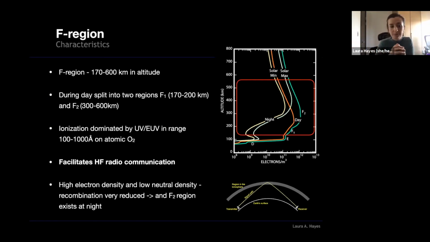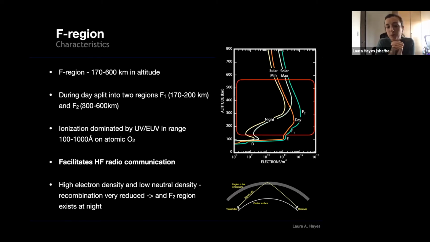And at nighttime, these go back to just being the F region. In terms of what causes it, it's dominated by UV and EUV emission in the range of around 100 to 1,000 angstrom from the sun. These emissions at these wavelength ranges ionize atomic oxygen in this region of the ionosphere, and that's why it's so dominant. There's an awful lot of atomic oxygen at those altitudes, and an awful lot of EUV and UV emission in that wavelength range. So that's what creates the F region.